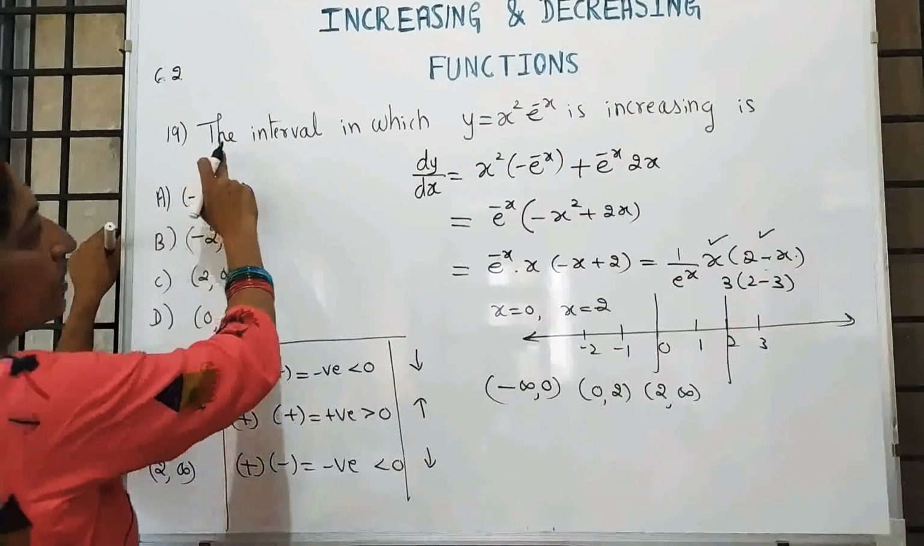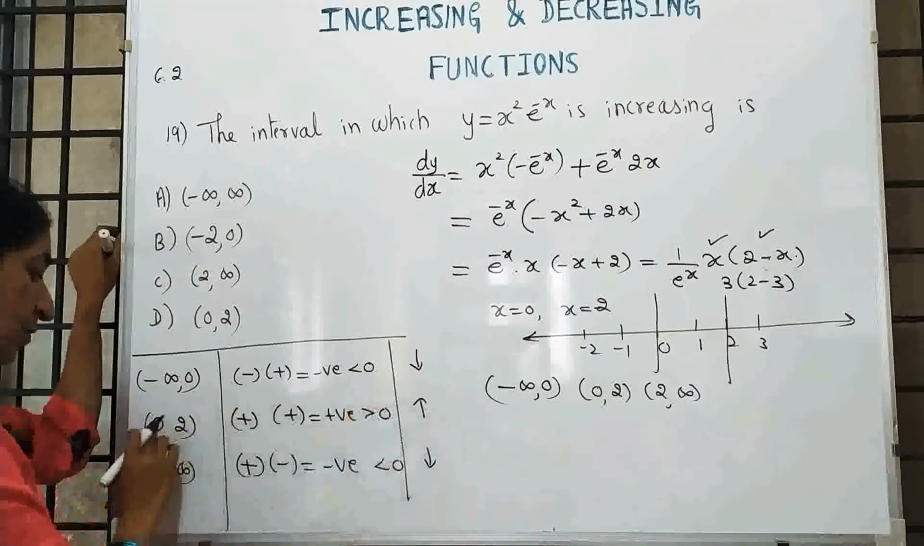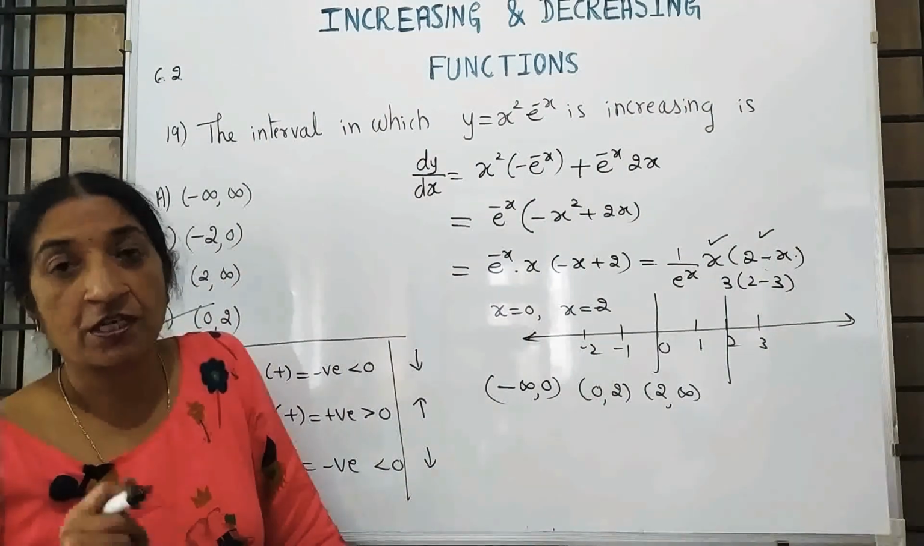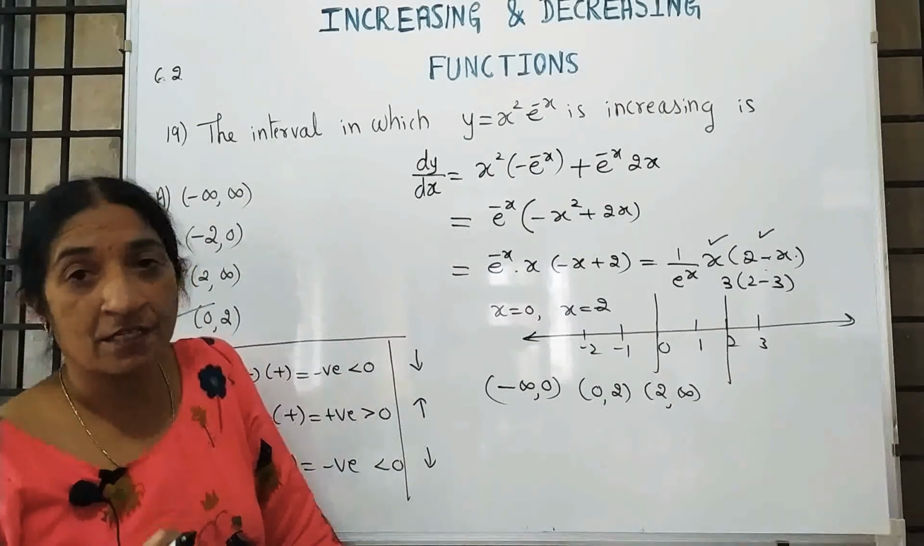See the question, the interval in which it is increasing. Increasing is 0 to 2. So the answer is 0, 2. It is an increasing function. With this, it completes the exercise related to increasing and decreasing.